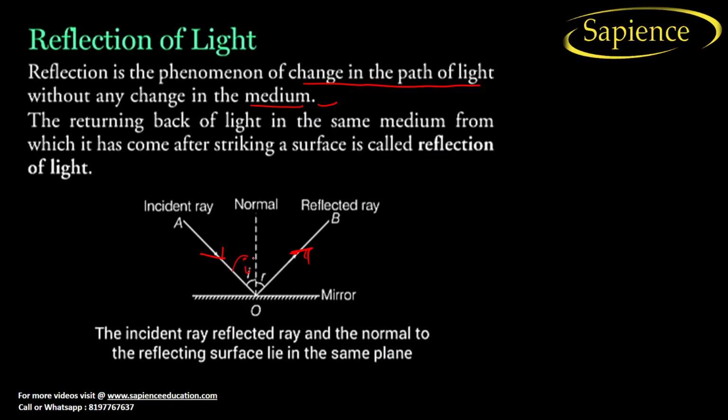This is the angle of incidence I and this is the angle of reflection R. So the incident ray, the reflected ray, and the normal to the reflecting surface lie in the same plane. When we talk about the same plane, we are talking about this plane.